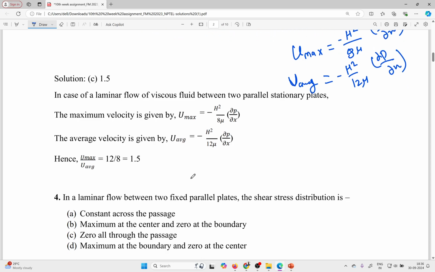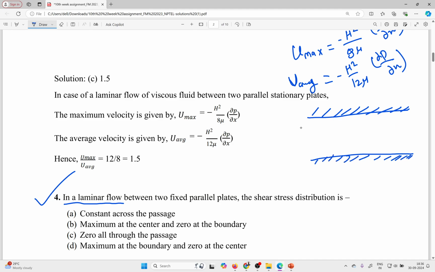Now the next question is question number 4. In a laminar flow between two fixed parallel plates, again laminar flow between two fixed plates, the shear stress distribution is, I am talking about shear stress, you might have heard about this equation. Option A: constant across the plates, maximum at the center and zero at the boundary. Zero all through the plates, maximum at the boundary and zero at the center.